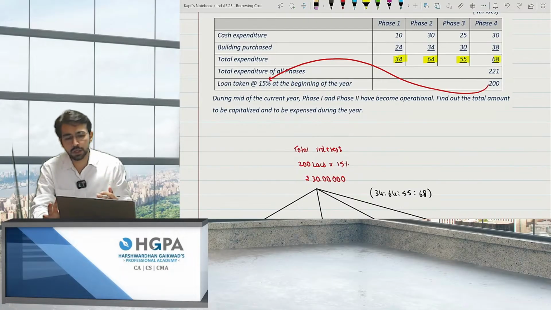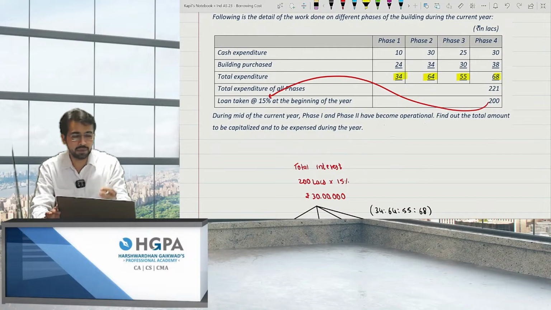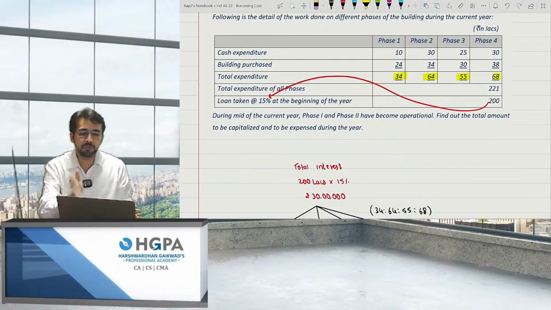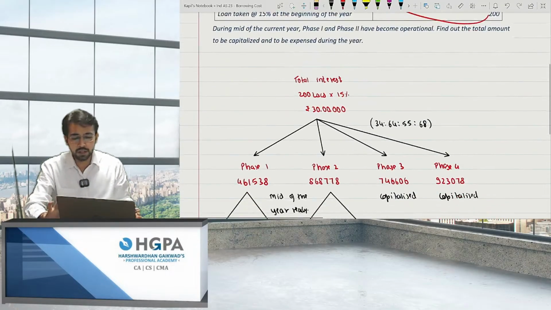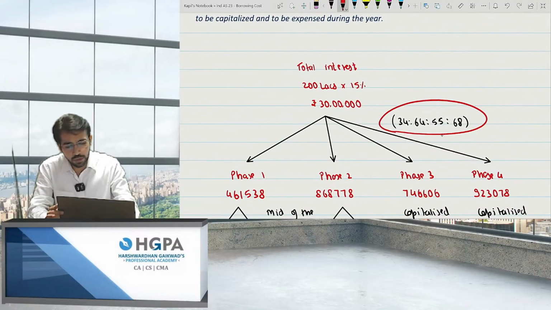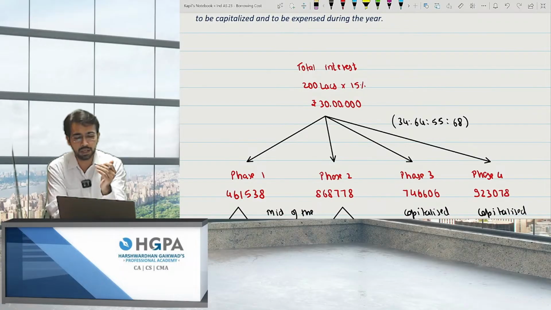You will apportion this interest in the ratio of the expenditure made. Again, the previous question was similar to this only. The interest will be apportioned on the basis of expenditure made. The expenditure was 34, 64, 55 and 68, right? So I'll apportion this 30 lakh rupees in the ratio of 34 is to 64 is to 55 is to 68. The 4 answers come to 4.61, 5.38 and so on. Obviously you already know how to take the ratio, right?